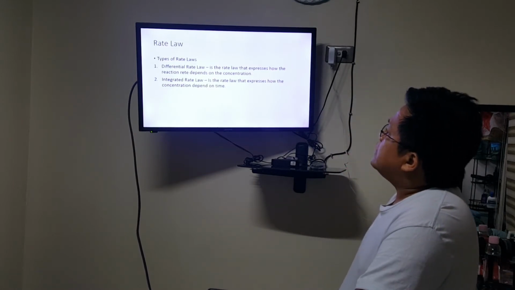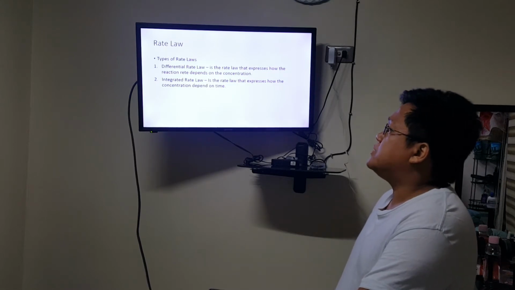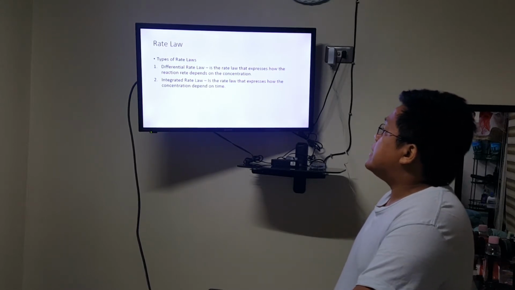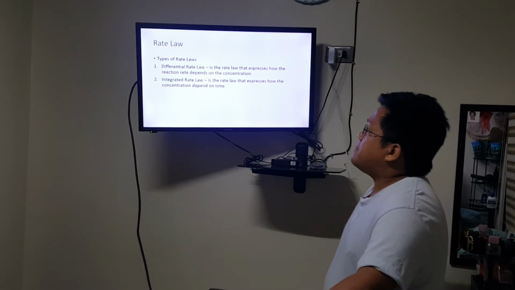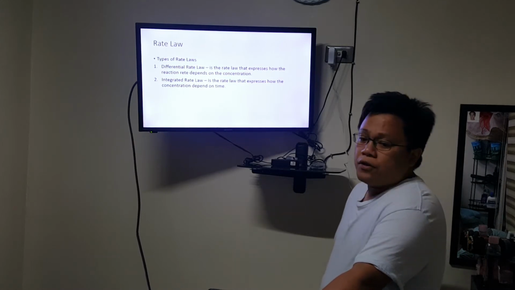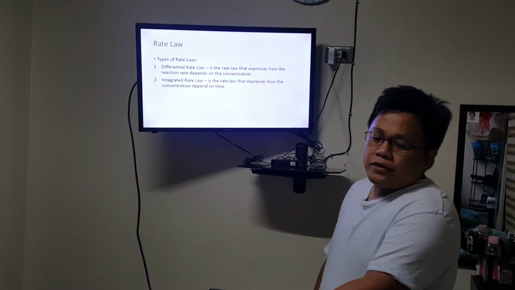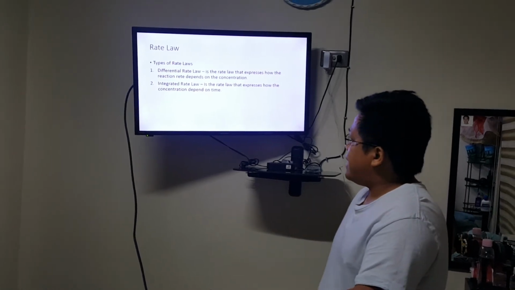Rate law. Types of rate laws. Now, we have two types. Number one is the differential rate law. It is the rate law that expresses how the reaction rate depends on the concentration. While the integrated rate law is the rate law that expresses how the concentration depends on time.